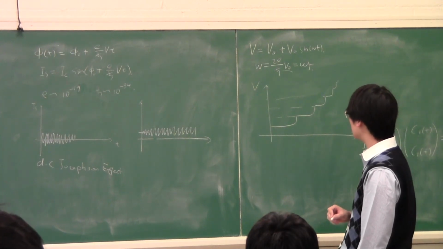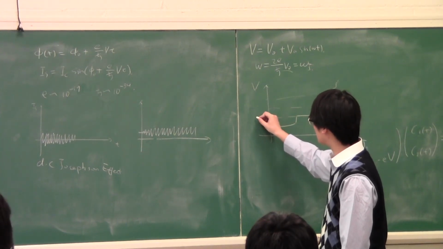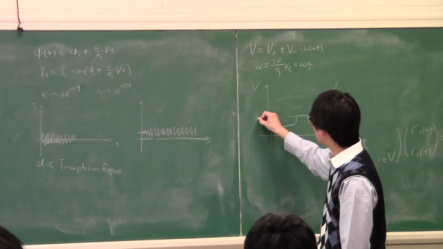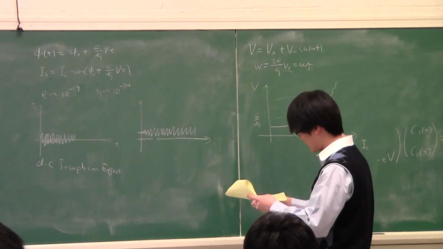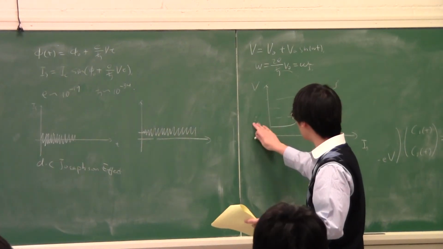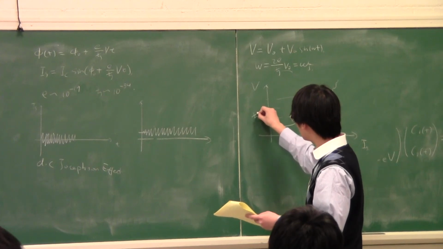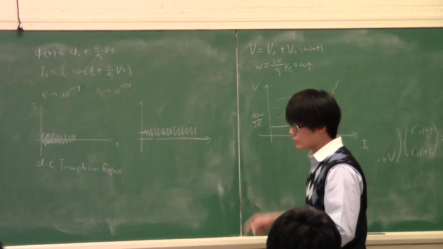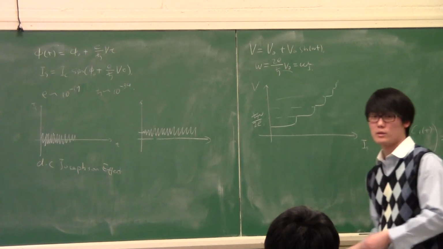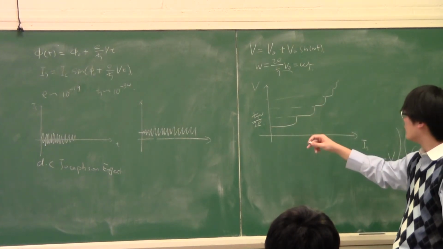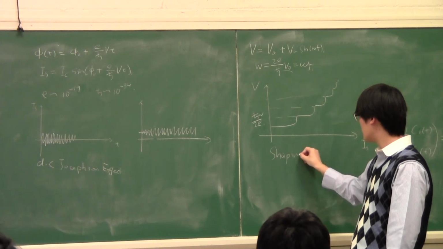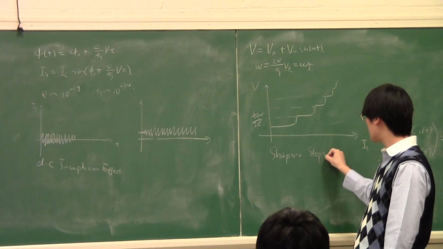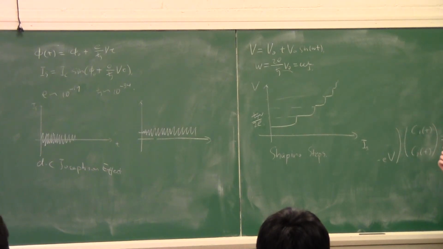This jump in the voltage is actually given by h bar omega over 2e. Sorry, the jump in the voltage is h bar omega over 2e, and omega would be your bias frequency, the frequency of the AC oscillator. And these are called the Shapiro steps. So the Josephson junction has a bunch of interesting current voltage relations.